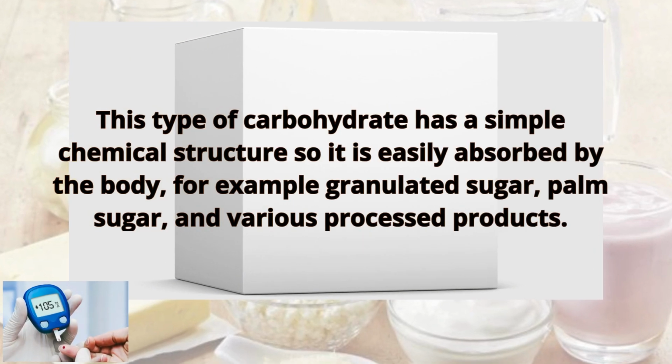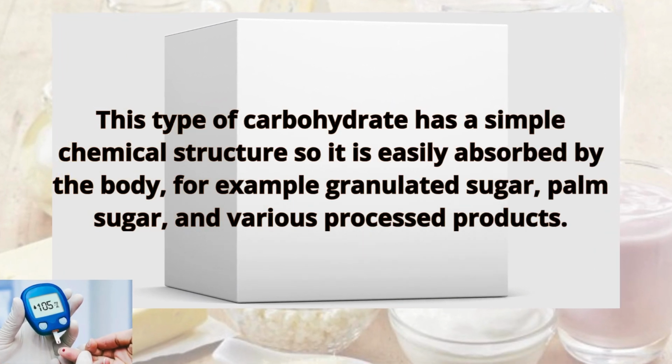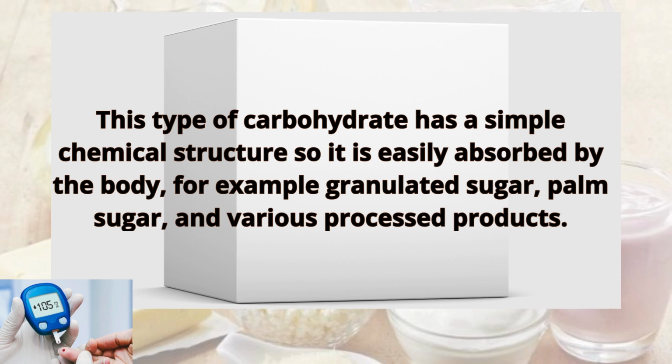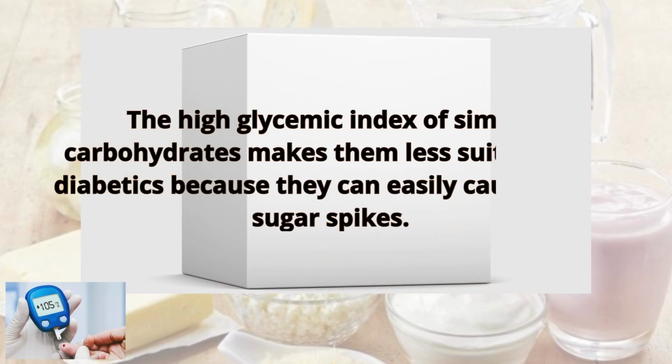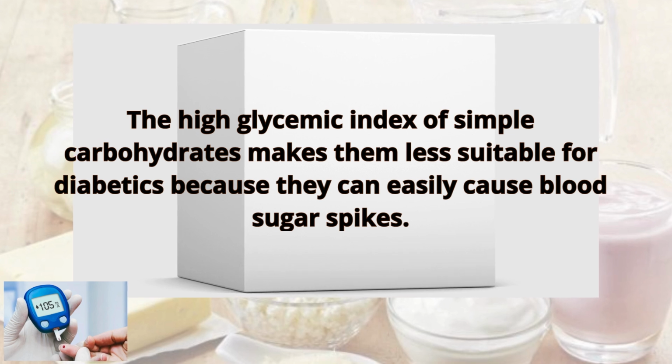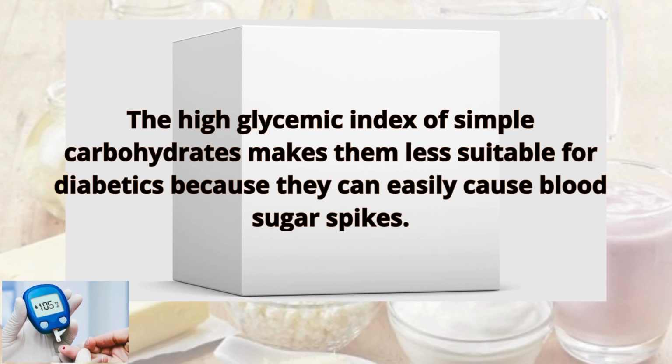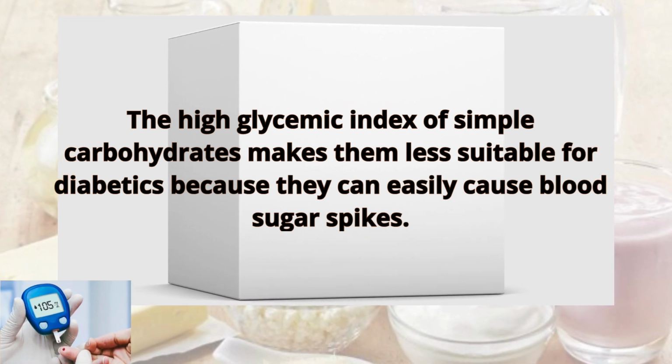Simple carbohydrates. This type of carbohydrate has a simple chemical structure, so it is easily absorbed by the body, for example granulated sugar, palm sugar, and various processed products. The high glycemic index of simple carbohydrates makes them less suitable for diabetics because they can easily cause blood sugar spikes.